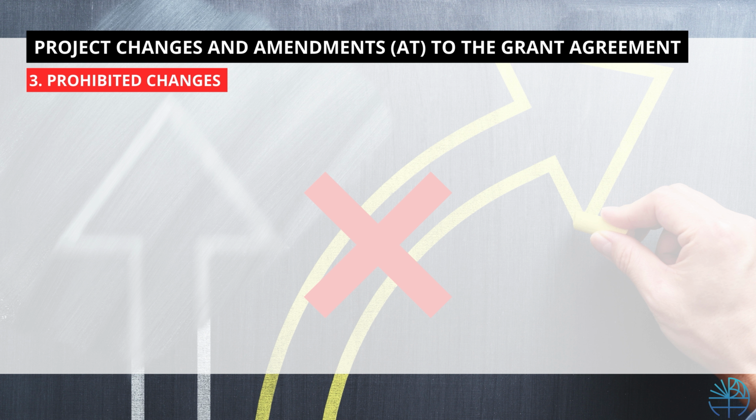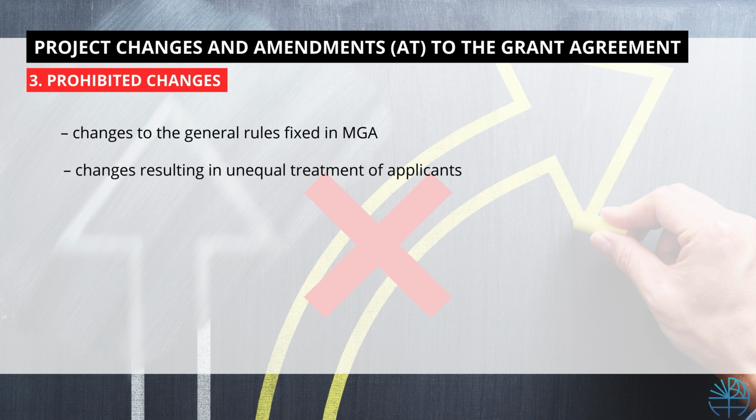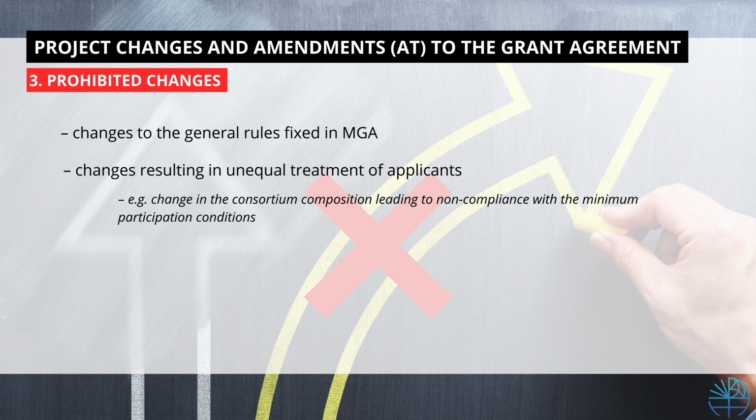As mentioned above, the general rules of the model grant agreement cannot be negotiated, so they cannot be changed through an amendment either. Additionally, changes that would violate the principle of equal treatment for applicants are prohibited. Therefore, it is not possible to make changes that would have affected the project's selection for funding if they had been included in the original project proposal, such as changes in the consortium composition that would lead to non-compliance with minimum participation conditions.